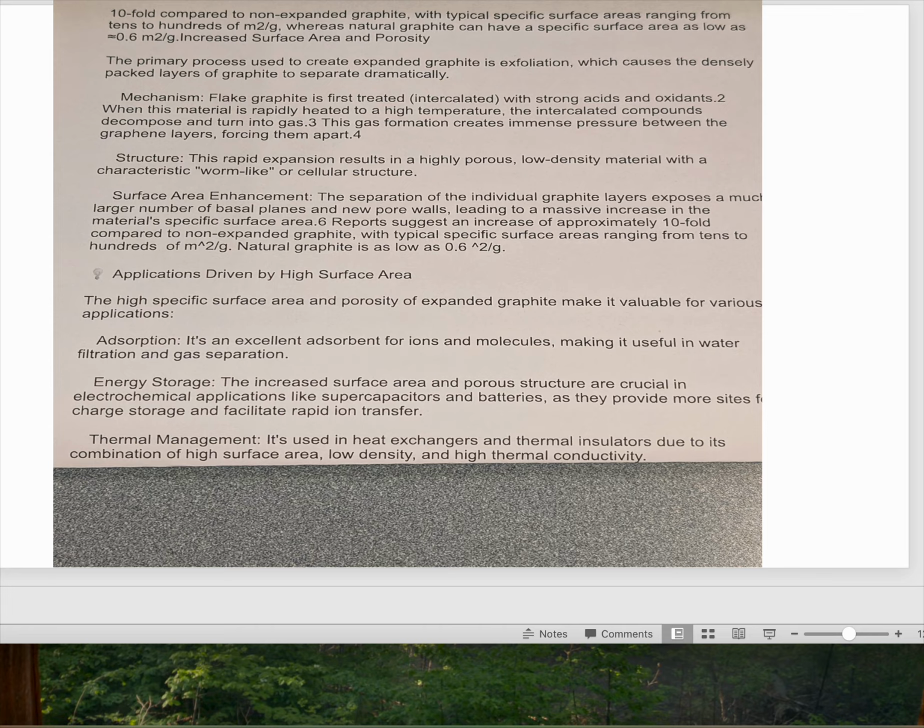Thermal management. It's used in heat exchangers and thermal insulators due to its combination of high surface area, low density, and high thermal conductivity.